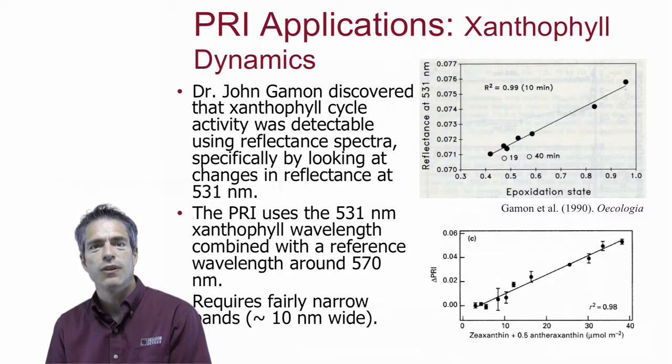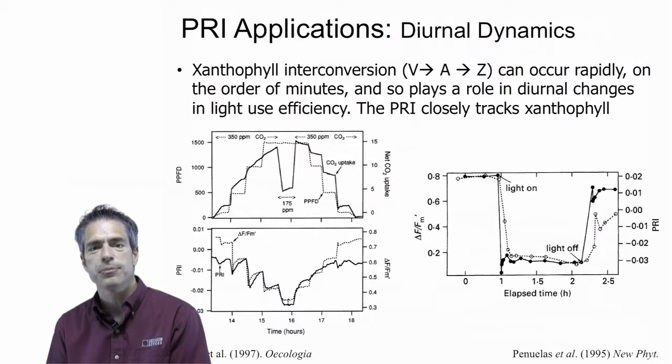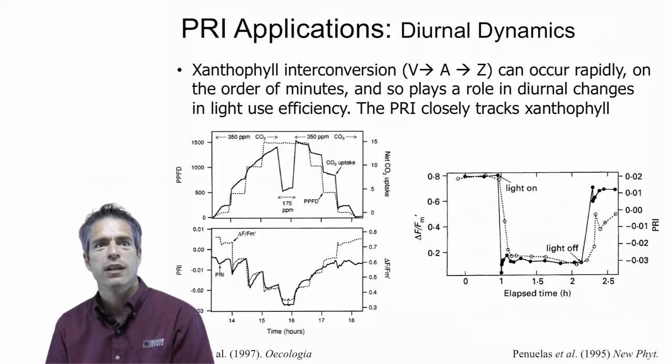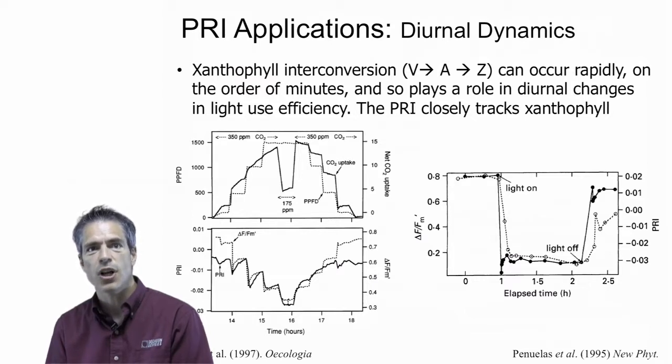Now, to give us a feel of what's happening, I've put in this graph that talks about the Xanthophyll interconversion, which can be a really rapid process. I've got a couple of slides here to show that as we change the light levels coming into the plant, or the CO2 levels, the PRI changes, and the net CO2 changes very, very quickly depending on that situation.